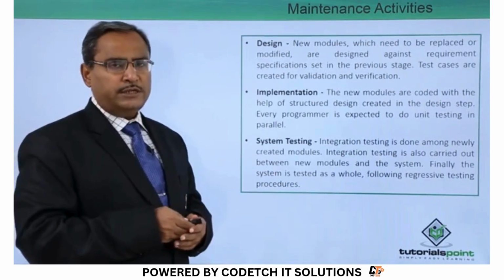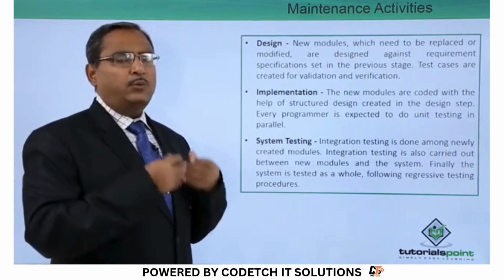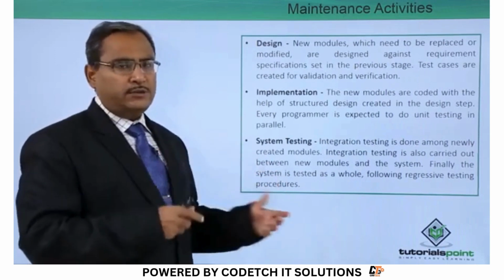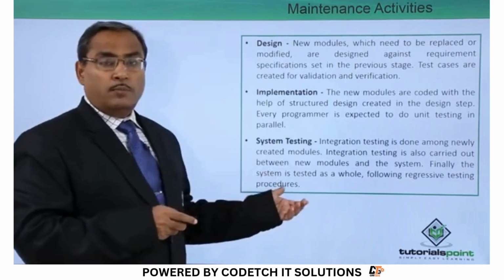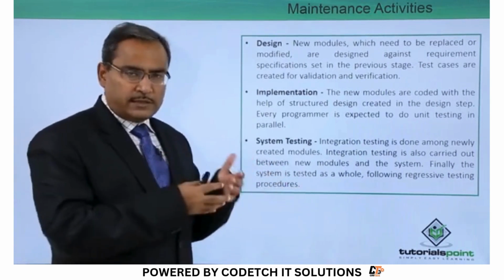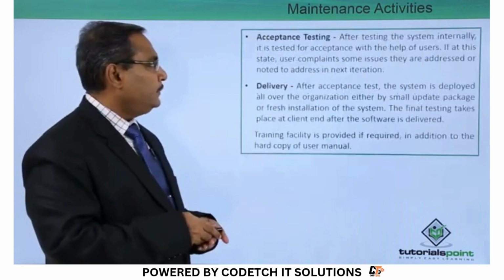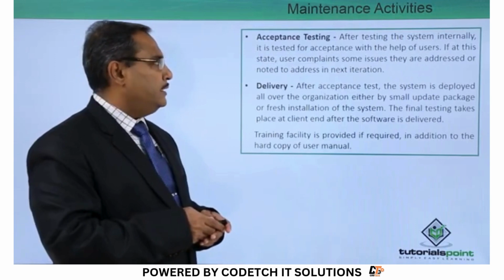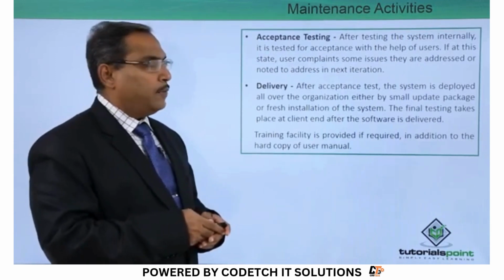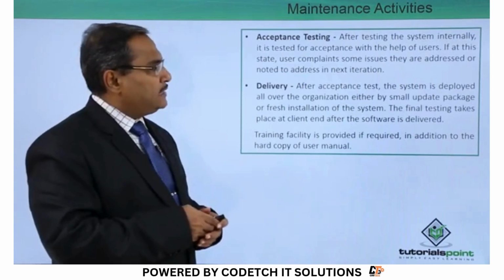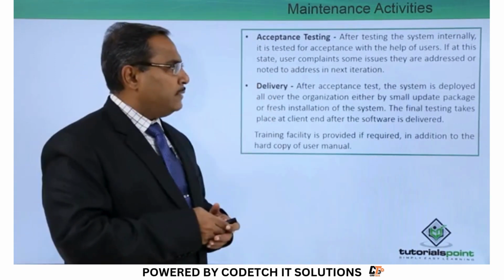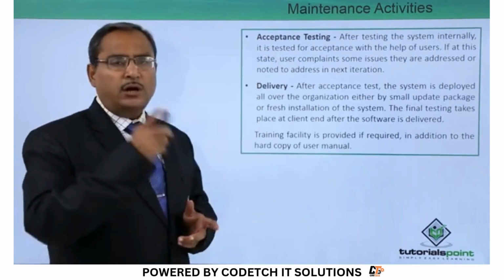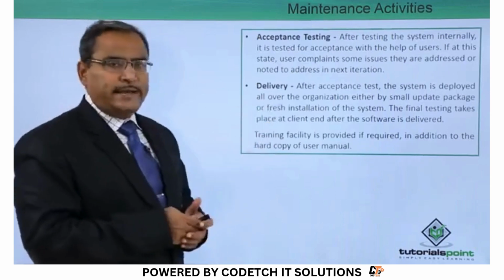In regression testing, we have some existing system, and for the maintenance process we include some new code, a new module there, and the regression testing checks whether this new module introduction is leaving some bad effect on the system or not. Next one, we are going for the acceptance testing. After testing the system internally, it is tested for acceptance with the help of the users, and if at this stage the user complains of some issues, they are addressed or noted to be addressed in the next iteration of the framework. Next one is the delivery.